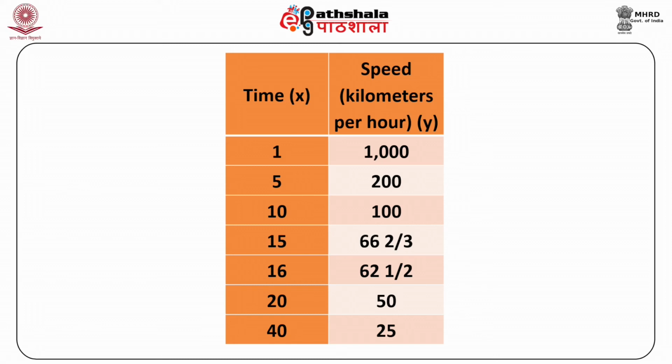So, if the speed is 1000 kilometers per hour, that is y is equal to 1000, and therefore the time taken x would be equal to 1 hour, or simply 1. So, when y is equal to 1000, then x is equal to 1. When the distance being the same, if the speed becomes 200, then obviously the time taken would be 5, and so on. When y is equal to 100, the time taken is 10.